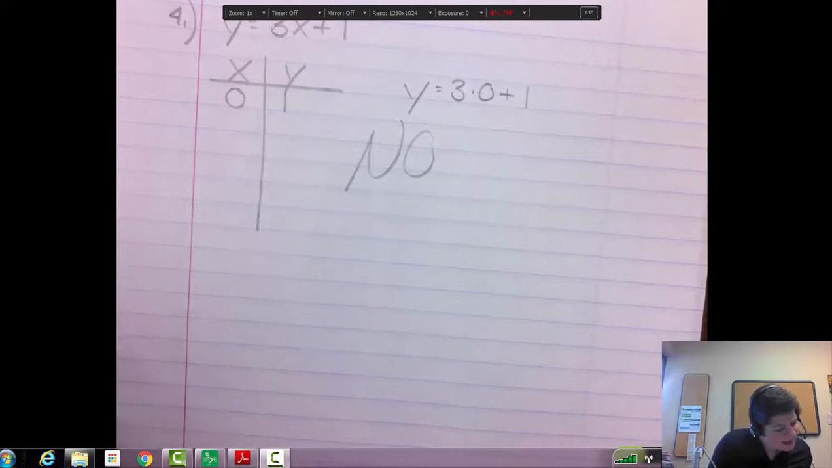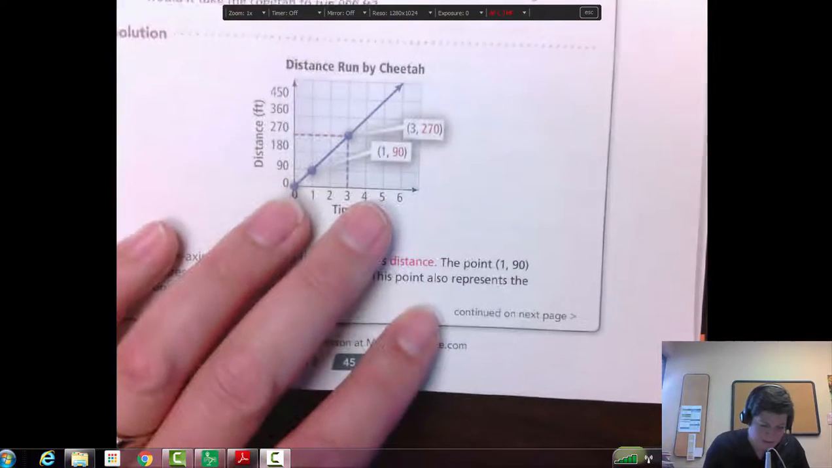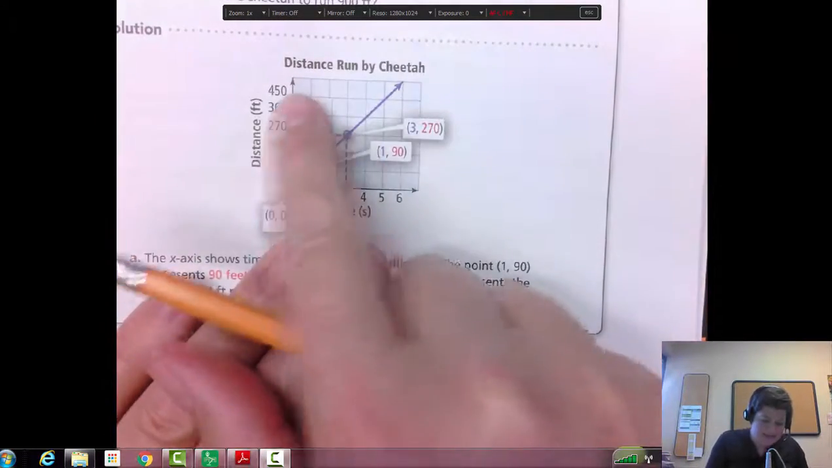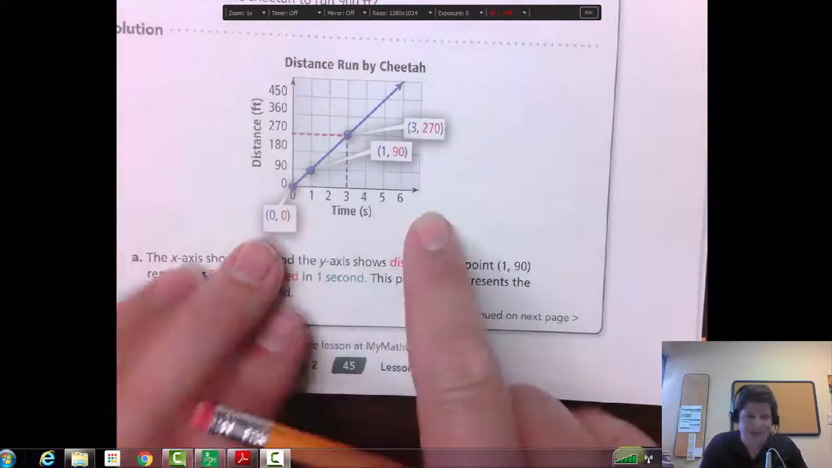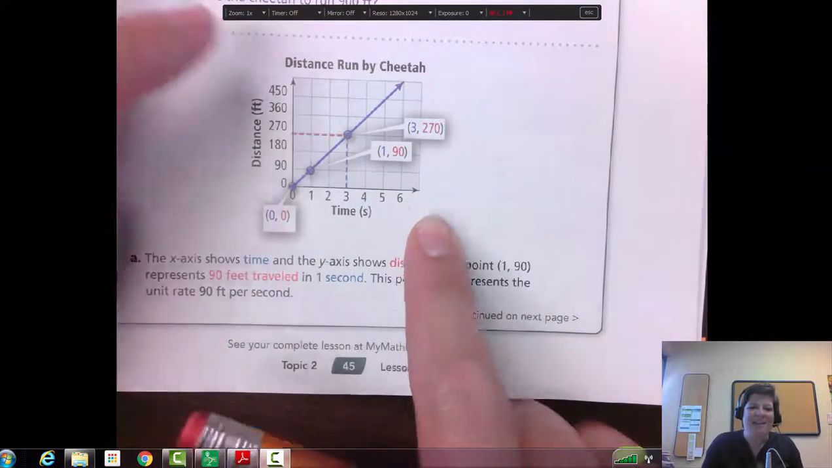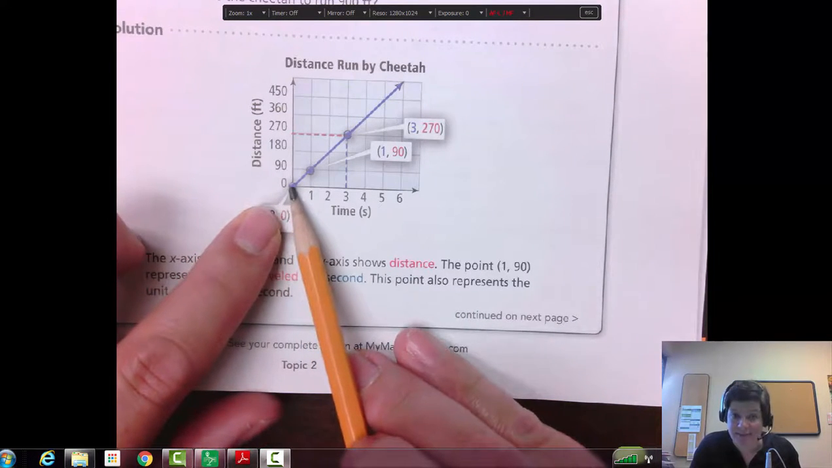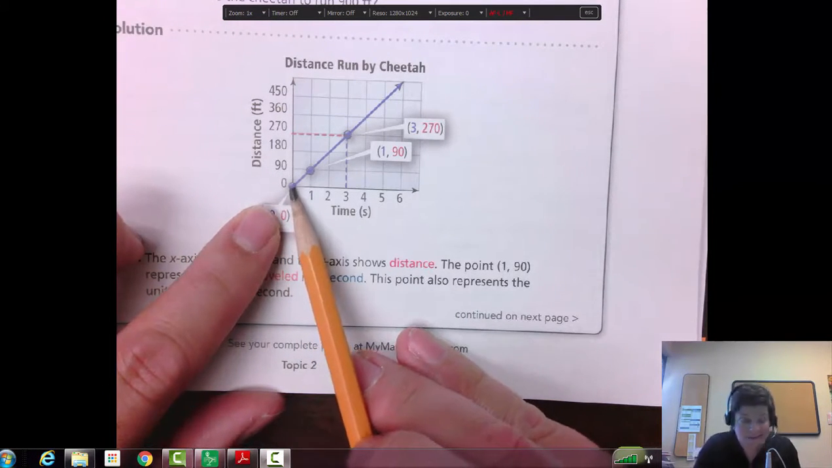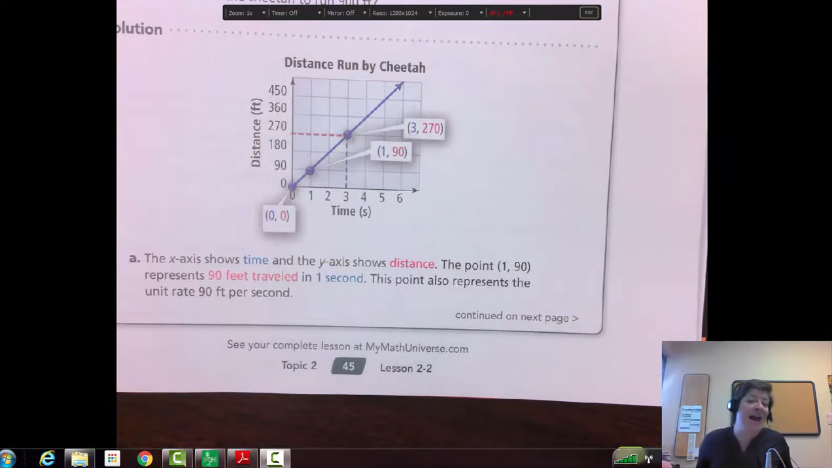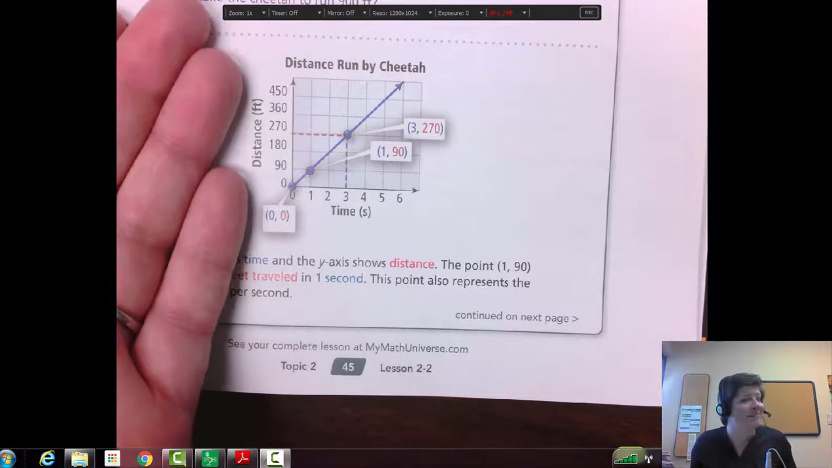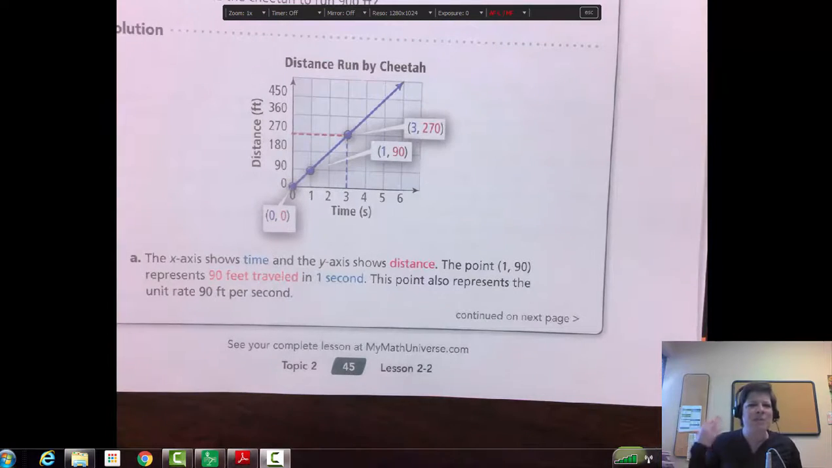Okay. Then there was a couple where they used a graph. This one was distance run by a cheetah. So they have time and distance on the graph, right? I just want to point out a couple things. If you're at 0, 0, you have gone 0 time and 0 distance, right? That makes sense. If I haven't gone any distance, well, no time has passed. So that's what that means.